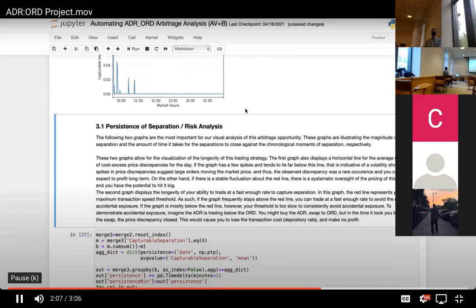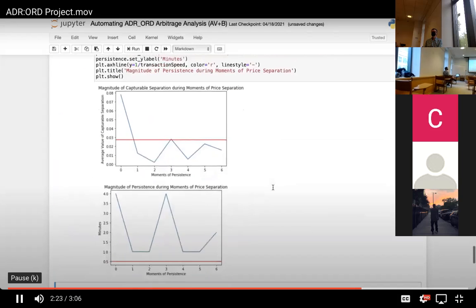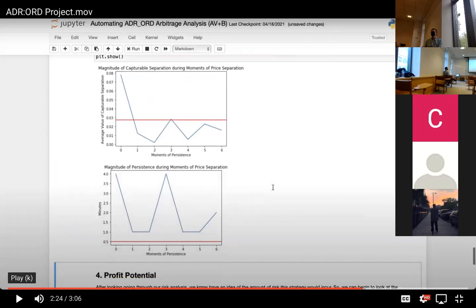So persistence of separation. This is our risk analysis section. Again, there's a blurb to the user about what's going on. But the two graphs that we're going to produce here are a visualization of the longevity of this trading strategy. I mentioned a little bit about one of them initially. At the top, this is the one that was displayed in the slides. We see this pretty large spike in the beginning of the day, but it does seem like it somewhat groups around the red band, which is the average of the price separation throughout the day.